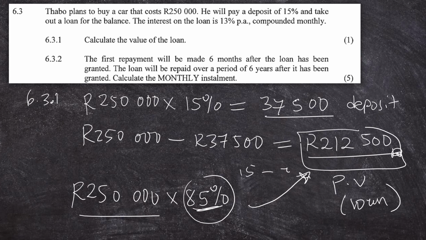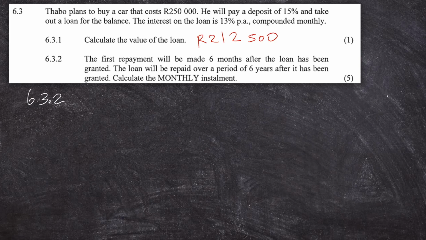Okay, let's go to 6.3.2. They are saying the first repayment will be made 6 months after the loan has been granted. Remember, the person only paid 15%, right? Then we find that he has to take a loan of 212,500 rands. So they are saying this person will start repaying this loan after what? After 6 months, after the loan has been granted.